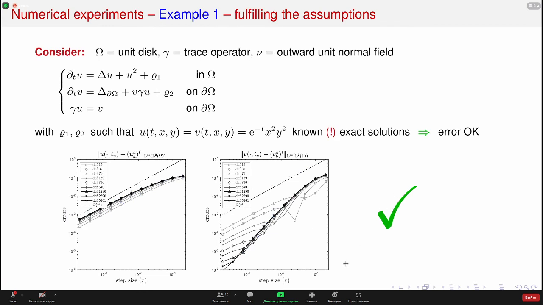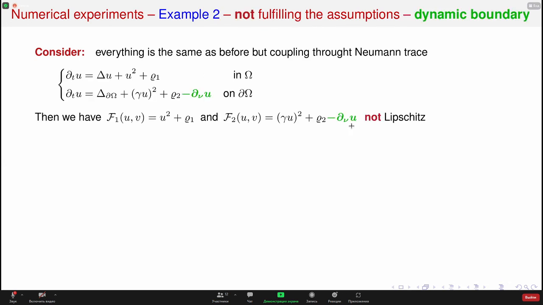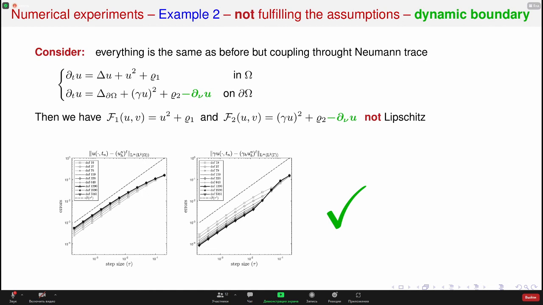So I just made a check mark here. This was really an example which fulfilled the assumptions. But we also had an example in mind which I told you doesn't fulfill the assumptions, because this F2 is not Lipschitz continuous. However, we made the same numerical experiment with the same method we introduced, and we saw also a very nice order plot. So this is a very promising result, because this means that the method we introduced works well also in the non-Lipschitz case. We just don't know how to prove it yet, of course.